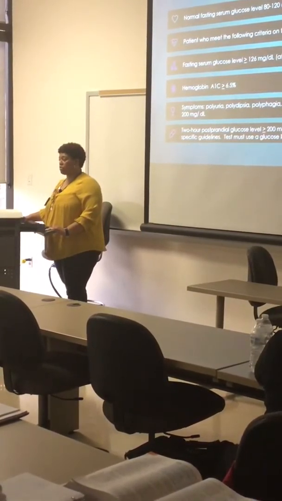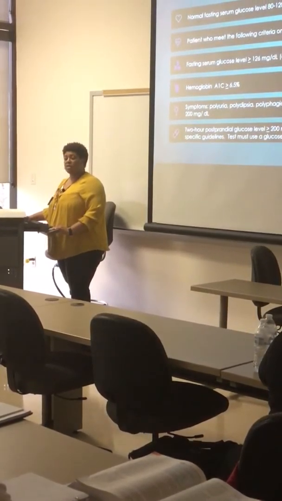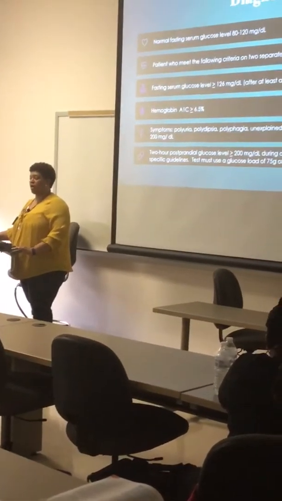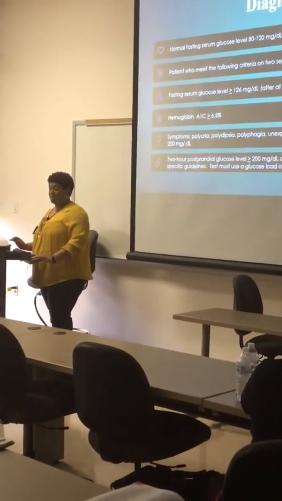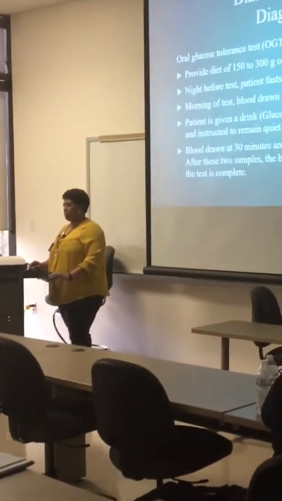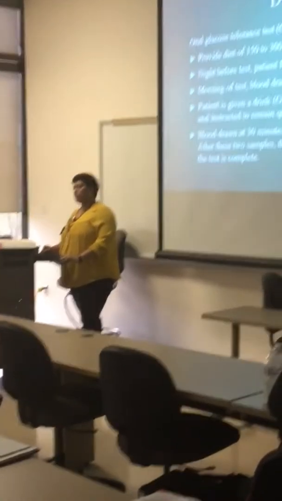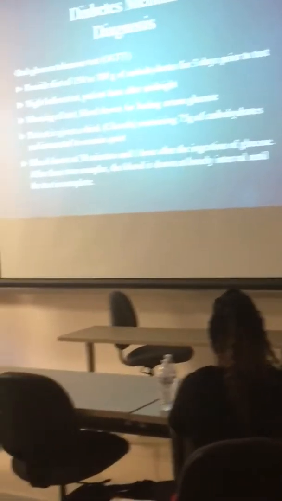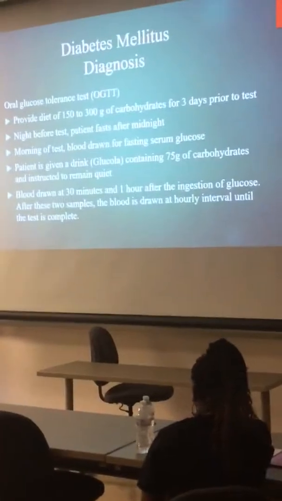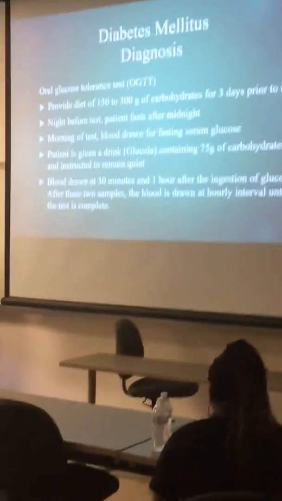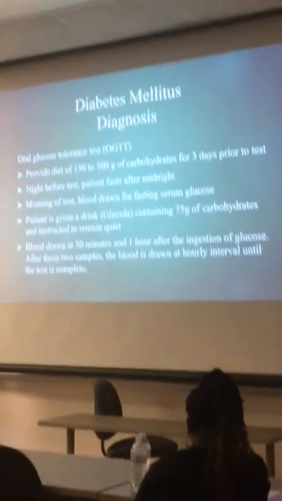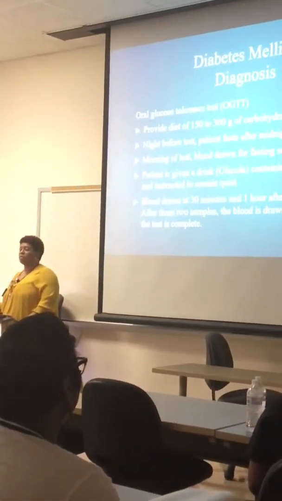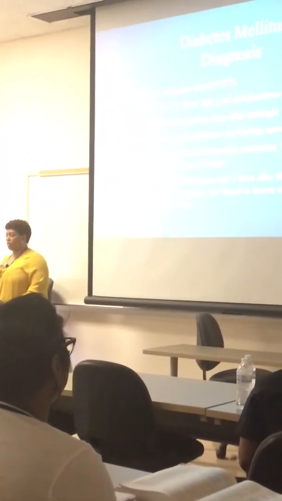Doing the oral glucose tolerance test, where they use specific guidelines, and this test must be a lab test with the glucose dissolved in water. And that's about 75 grams. Okay, with your oral glucose tolerance, how this test is going to be given, it's going to provide a diet of 150 to 300 grams of carbohydrates for 3 days prior to taking the test. The night before the test, the person is going to be what? Fasting. Okay, the morning of the test, the blood draw is going to be done for the glucose.